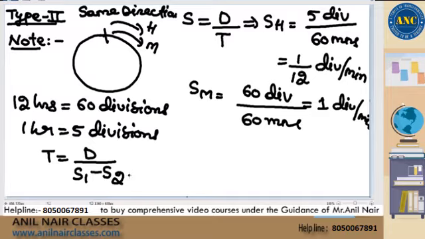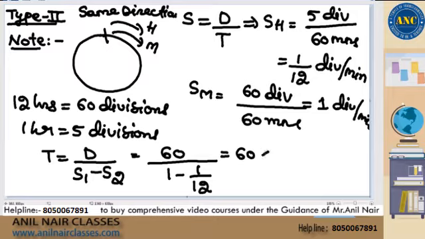Time is equivalent to d by S1 minus S2. Total distance is 60. S1 minus S2 is 1 minus 1 by 12. 1 minus 1 by 12 is 11 by 12. So this answer is nothing but 720 by 11.